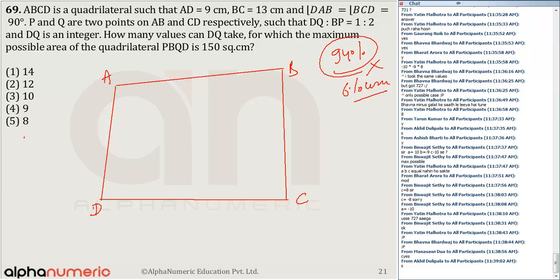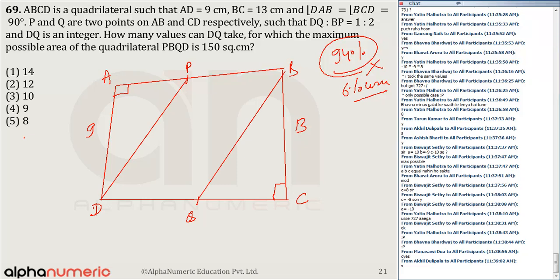ओके, सो ABCD इज अ क्वाड्रिलेटरल सच दैट ED इज इक्वल टू 9, BC इज इक्वल टू 13, एंगल DAB इक्वल टू एंगल BCD. सो एंगल DAB एंड एंगल BCD आर 90 degrees. P and Q are the two points on AB and CD. Let's say this is point P and this here is somewhere, this is point Q. Such that DQ is 2, PB is 1:2. Okay, so let me join here.